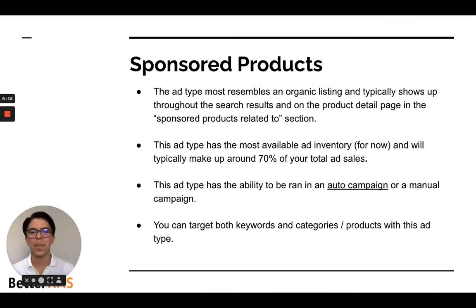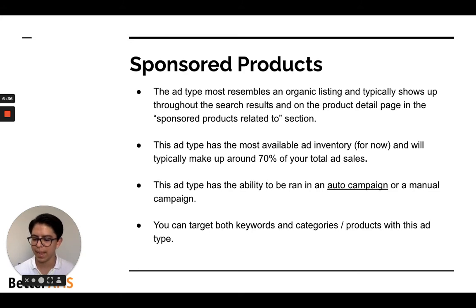It's the ad type that most resembles an organic listing and typically shows up throughout the search results and on the product detail page in the sponsored products related to section. This ad type, this is really interesting. This has the most available ad inventory for now, and it typically makes up around 70% of the total ad sales.